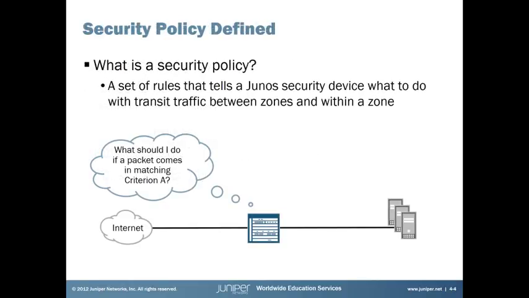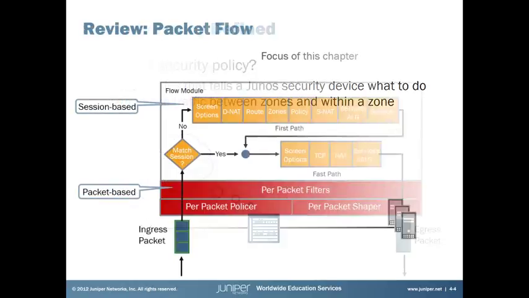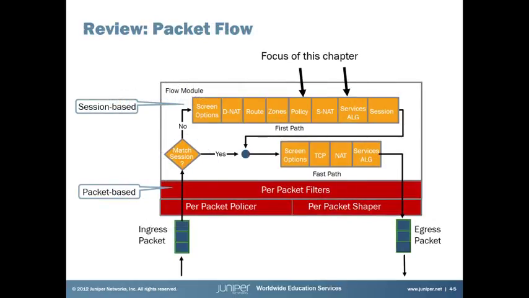So let's look at the overview of a policy. So what is a policy? Essentially, our SRX device, our firewall, is going to be saying, what should I do if a packet comes in and matches a particular criteria? So what we already discovered here is that we have some criteria. We've got this set of rules that tells the device what to do with transit traffic between zones and also within a zone.